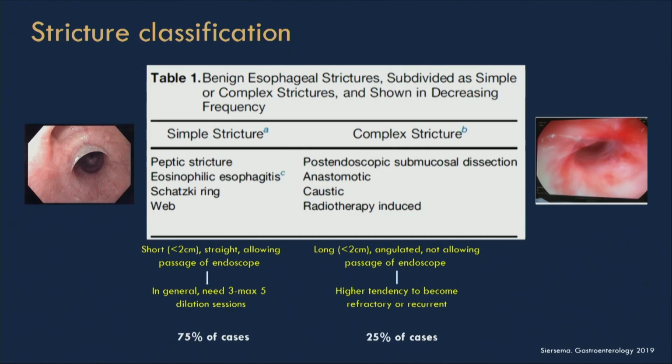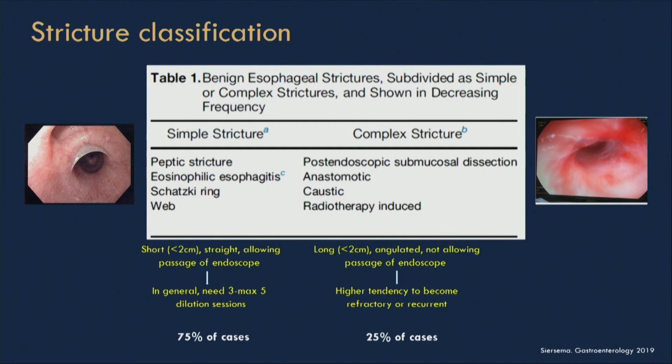First of all, stricture classification. I think it's important that we realize that there are different kinds of stricture. You have the simple stricture, which is in most cases a peptic stricture, but can also be related to eosinophilic esophagitis, a Schatzki ring or an esophageal web. These are all simple strictures.